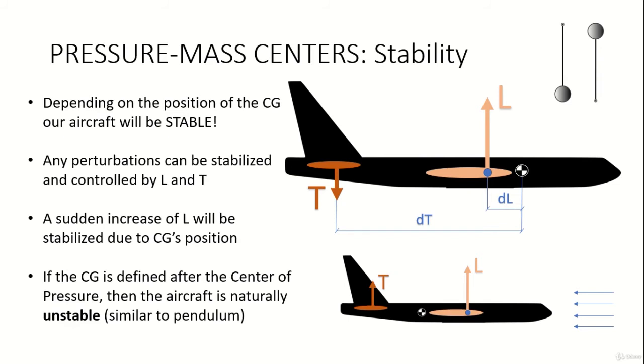Let's see now how this affects stability of the aircraft. Depending on the position of the center of gravity, our aircraft will be stable. To understand this, look over here. Imagine that you have a point, or a ball, a heavy metal ball, and you're holding the ball from this point, with your fingers supporting the weight of the ball. This works as a pendulum, so you could move the ball and it would be stable regarding the center of rotation over here.